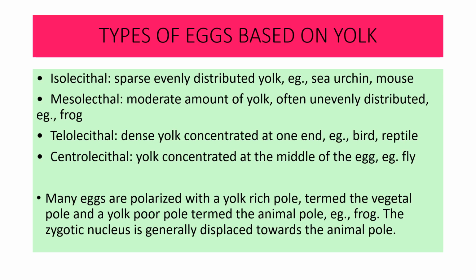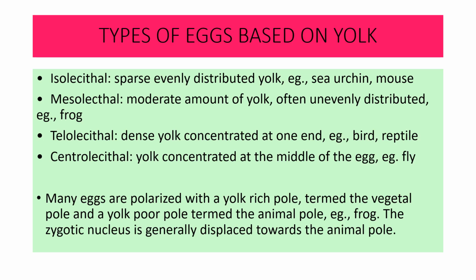Now, types of eggs based on the yolk. Isolecithal: sparse, very little yolk, evenly distributed, for example sea urchin and mouse. Second is mesolecithal: moderate amount of yolk, often unequally distributed, for example frog. Third, telolecithal eggs: dense yolk concentrated at one end, for example reptiles and birds. Then centrolecithal: yolk is concentrated in the middle of the egg, for example insects.